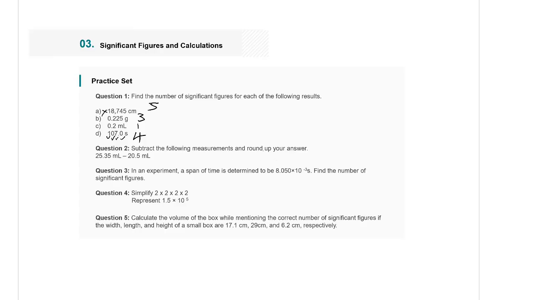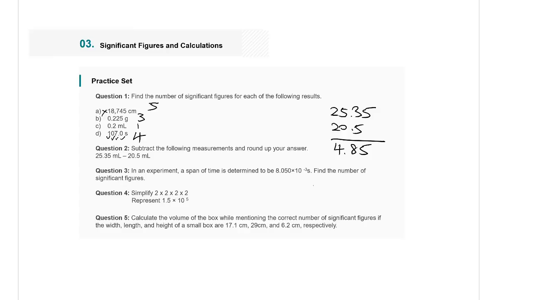All right, so we're going to subtract the measurements and then write our answer. So we have 25.35 milliliters and 20.5 milliliters. First of all, I don't think about the significant figures or the decimal place. I just use my calculator to find out the answer, and it will be 4.85. Then we look at the significant figures or the decimal place.